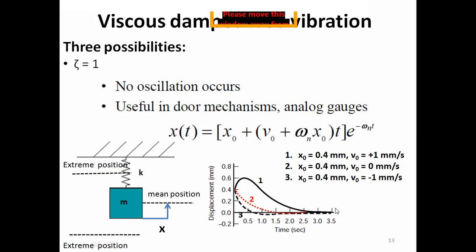So we have just seen that the response of the system when zeta is equal to 1 depends upon the initial conditions. The response would not be an oscillatory response. No vibration would take place. If you disturb the system, or displace the mass, it would slowly and gradually come back to its equilibrium position.